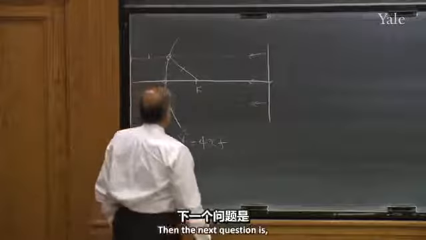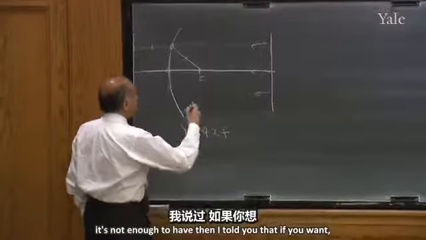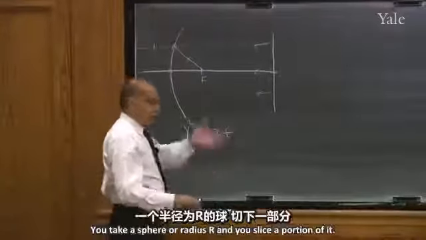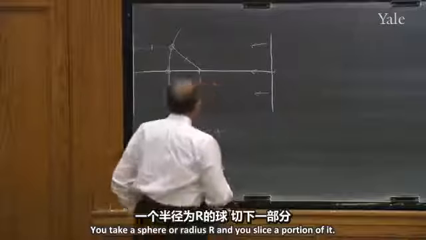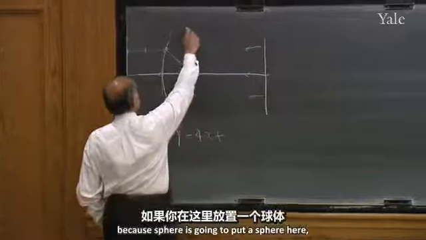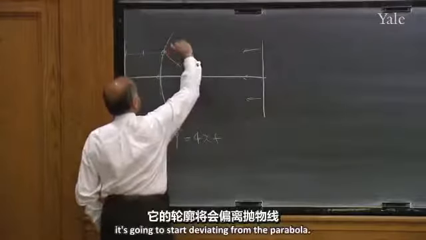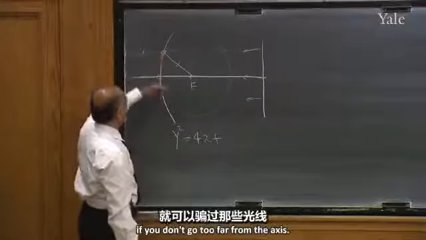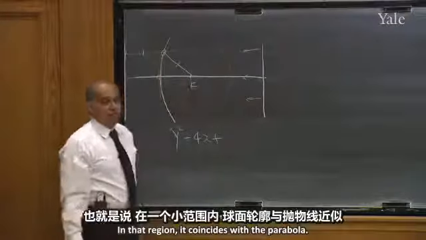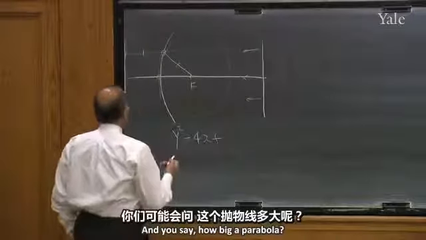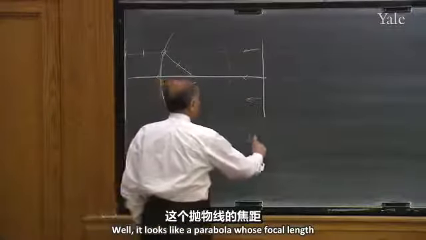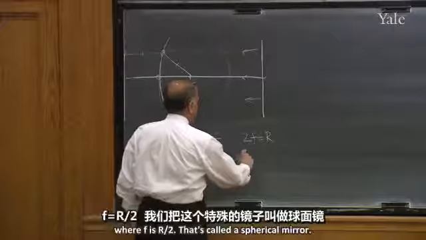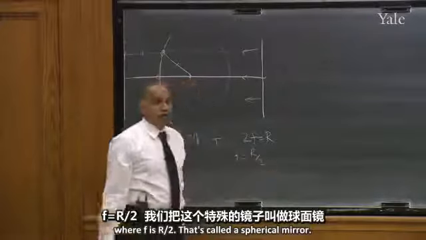Then the next question is, I told you that if you want, you can approximate this by a spherical mirror. You take a sphere of radius r, and you slice a portion of it. But a sphere is not a parabola, because it is going to start deviating from the parabola. But you can fool this beam of light if you don't go too far from the axis. In that region, it coincides with the parabola. And you say, how big a parabola? Well, it looks like a parabola whose focal length is related to the radius of that sphere in this fashion, or f is r over 2. That's called a spherical mirror.